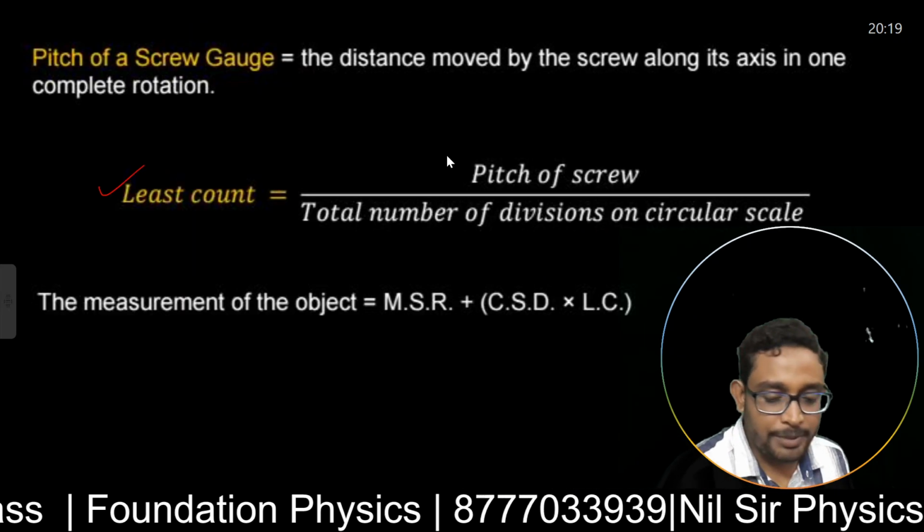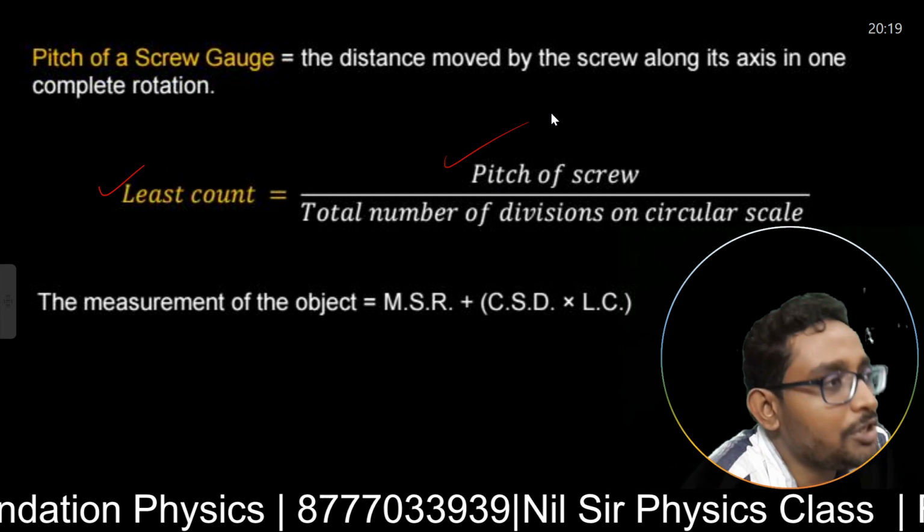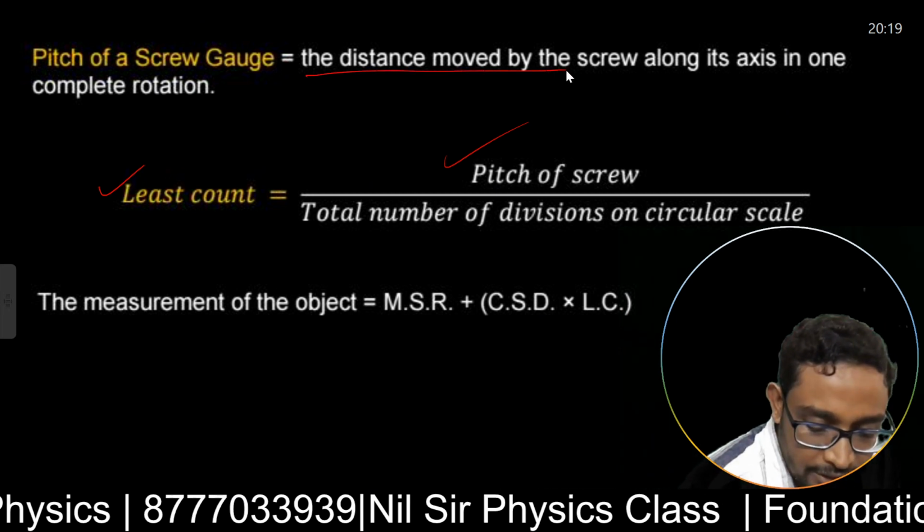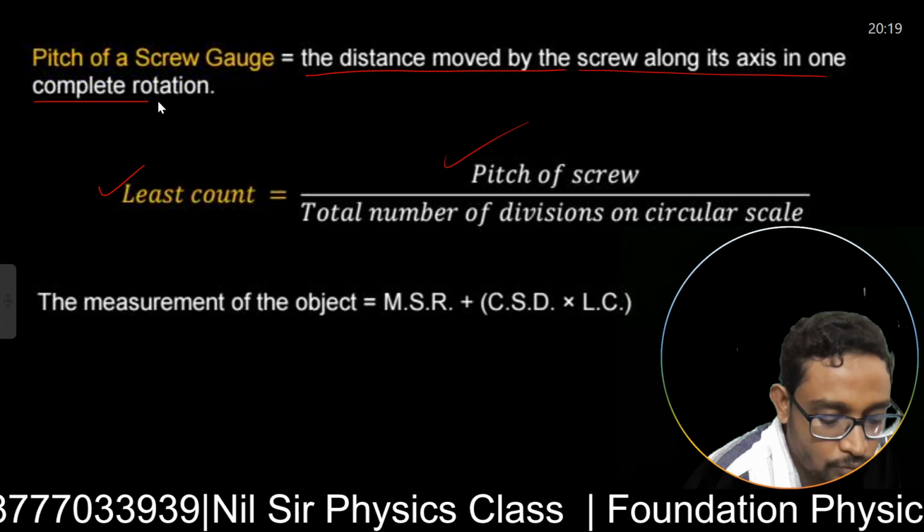So least count is the pitch of the screw. What is pitch? The distance moved by the screw along the axis in one complete rotation.